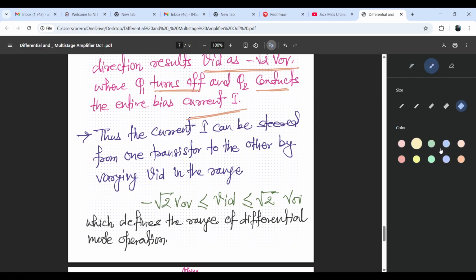So this is a very important observation, so I am highlighting this one. It means VID should vary from minus root 2 VOV to root 2 VOV in the case of the differential one, which defines the range of differential mode operation. So this is all about the MOS differential operation due to the differential input voltage. So the differential input voltage then lies between minus root 2 VOV and root 2 VOV.